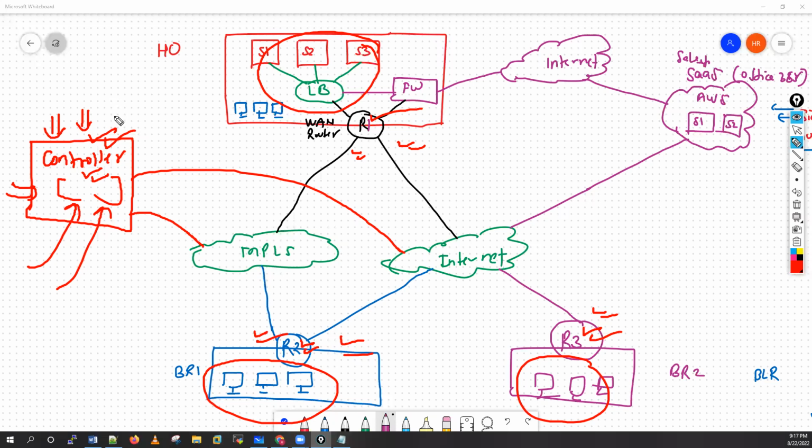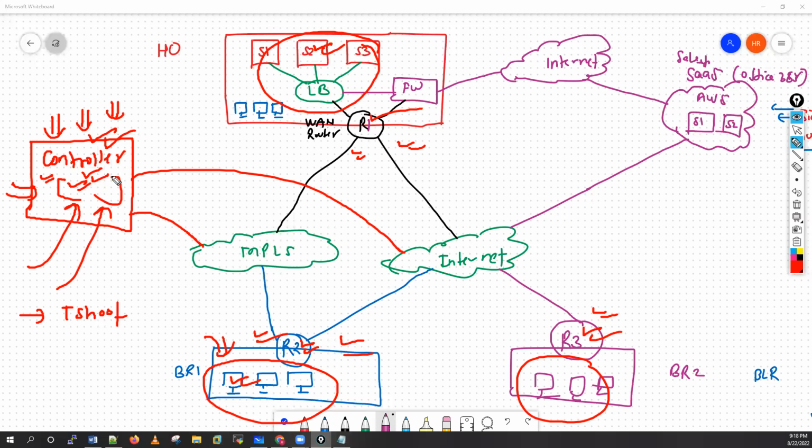And a single pane of glass for the troubleshooting purpose. From this controller, we are able to troubleshoot the issues. We can troubleshoot the connectivity issues. We can run the traceroute. If you want to ping from this PC to this server, we are able to ping from here. We can even log in on this device via SSH from this controller dashboard only.